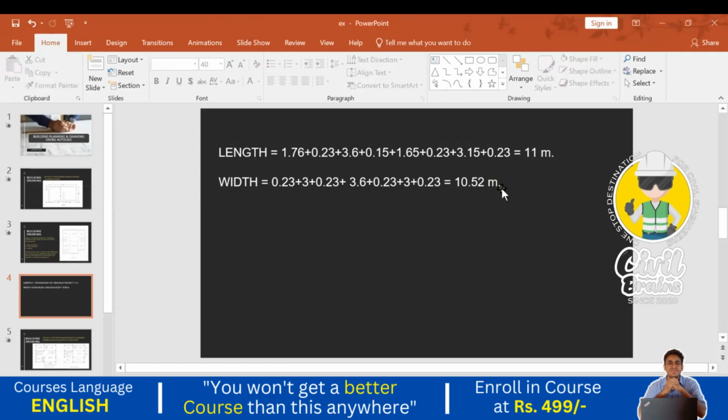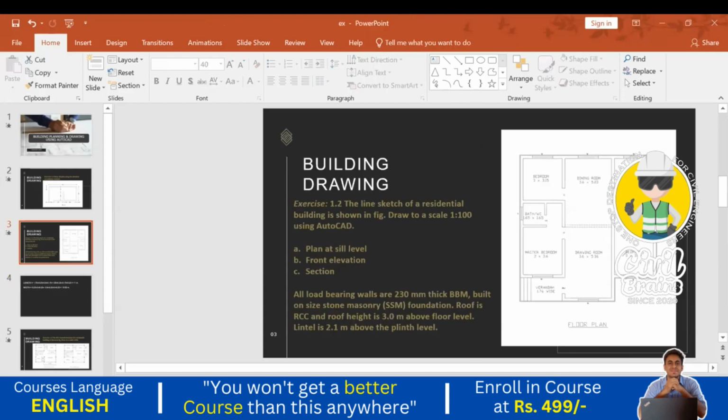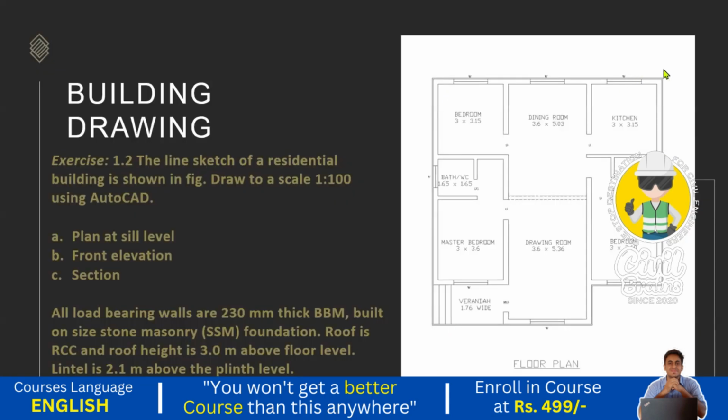So the length is 11 meter and the width is 10.52 meter. We have calculated this length and this width, and we can calculate the other lengths and widths similarly. Or, using the tools, we can draw it: once we get the length and width of the outer dimensions, we can draw this easily. Or we can just draw it and subtract this part, then later trim it. That also we can do. So this is our first step, what we need to do.